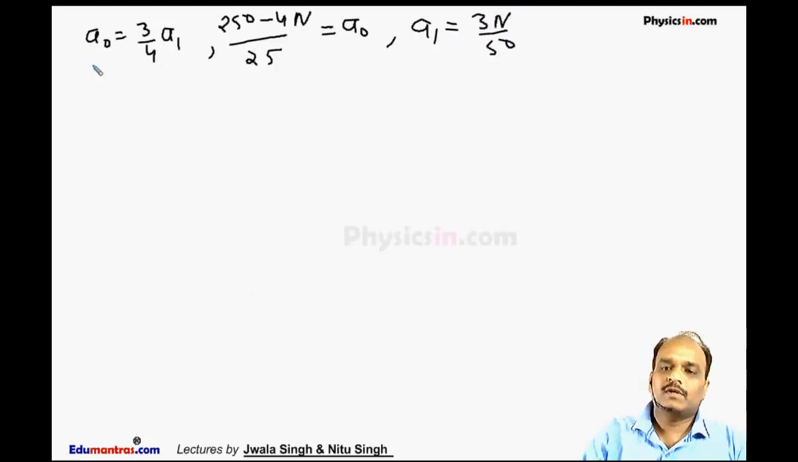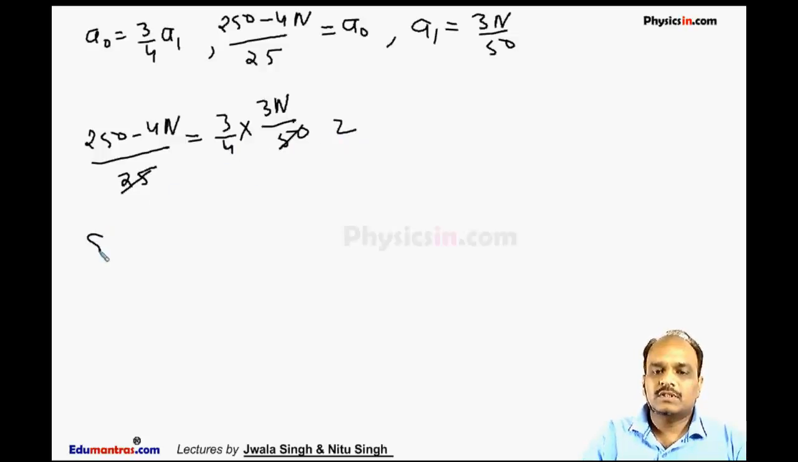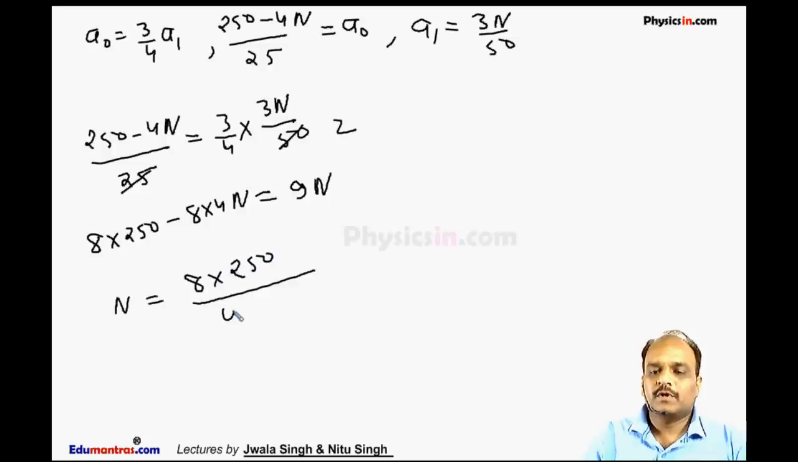I will substitute the value of a1 and a naught here, so (250 minus 4n) divided by 25 is equal to 3 by 4 into a1. a1 means 3n by 50. So this will cancel out, it becomes 2 on 4 into 2, that is equal to 8. So it is 8 into 250 minus 8 into 4n is equal to 9n. So from here we get n is equal to 8 into 250 divided by 41.